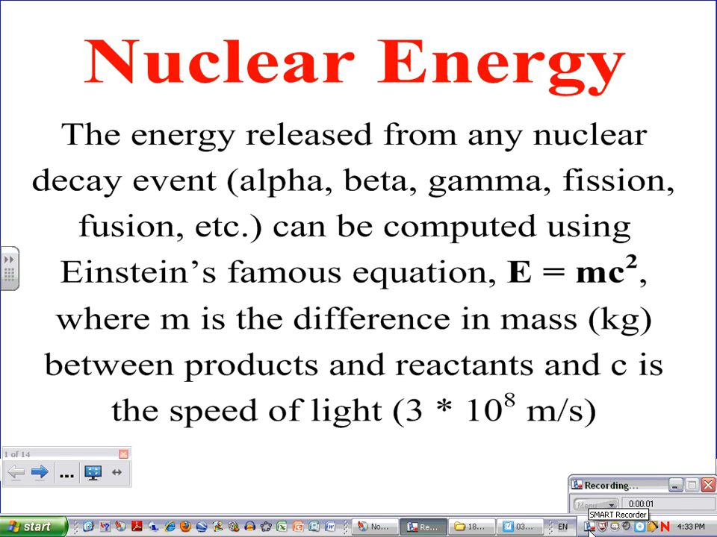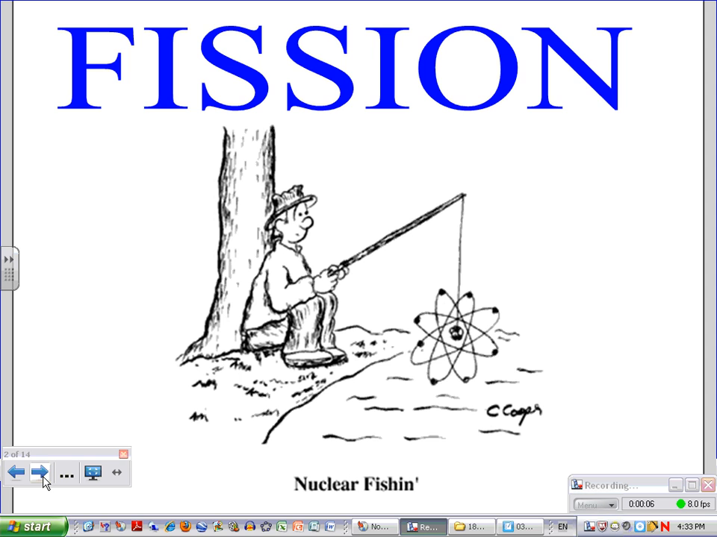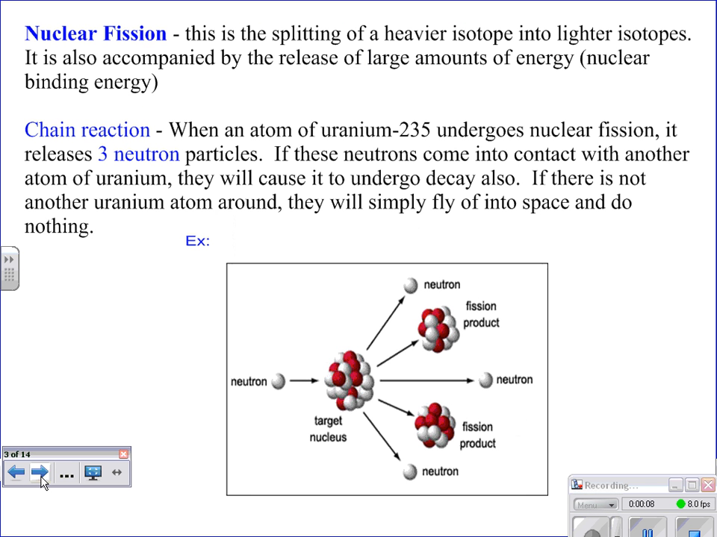Okay, now we're going to talk about the two different types of nuclear energy. You have a whole thing of notes there. I'm going to go through some of these pretty quickly because you can read through these, but I'll highlight some things. Okay, first of all, we have nuclear fission.